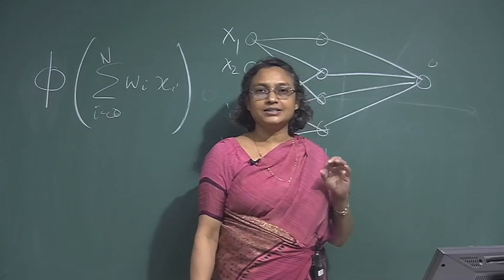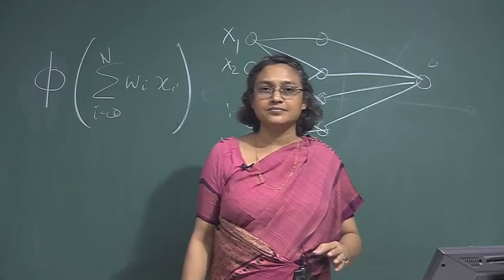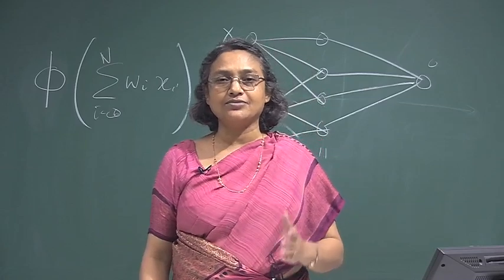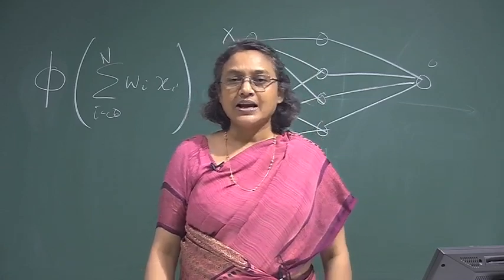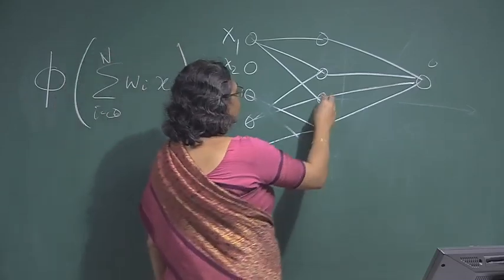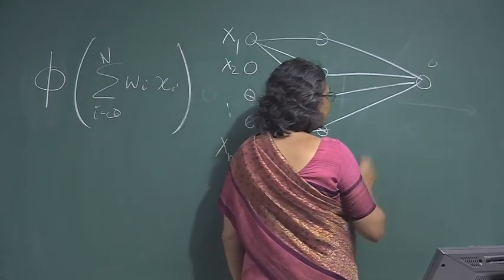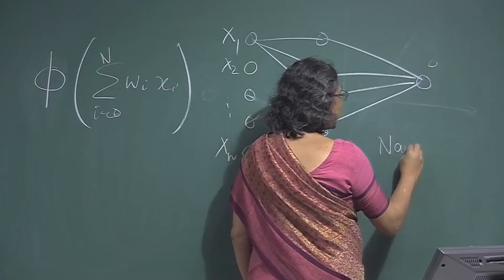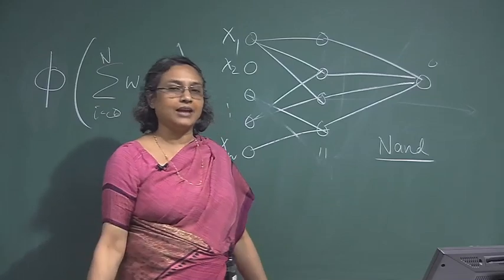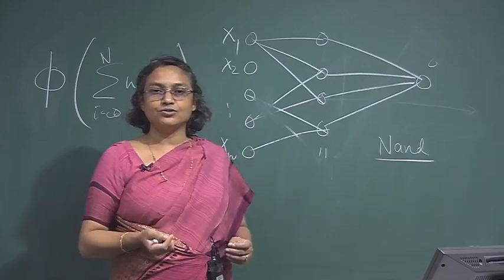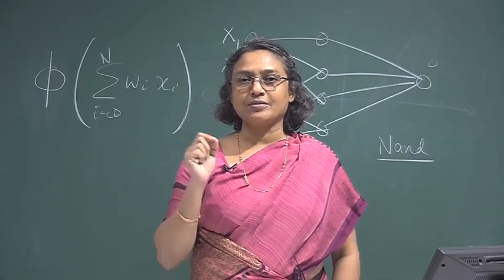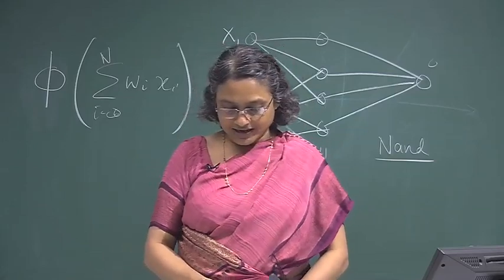Such neural networks can represent all Boolean functions. All Boolean functions can be represented by a neural network with a single hidden layer. It is easy to see that this is possible because any Boolean function can be represented using two layers of NAND gates. I leave it for you to figure out that a single layer perceptron can represent the NAND function.